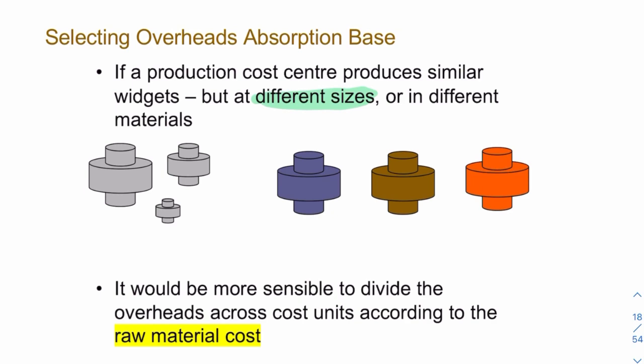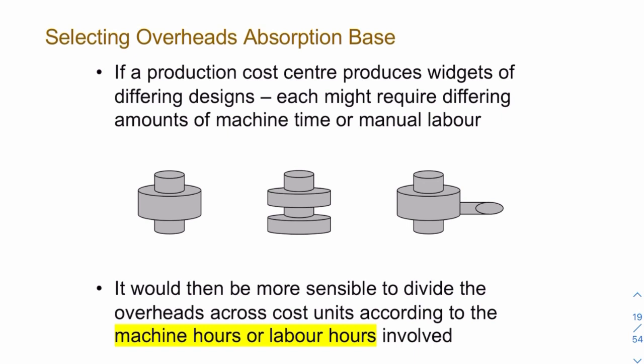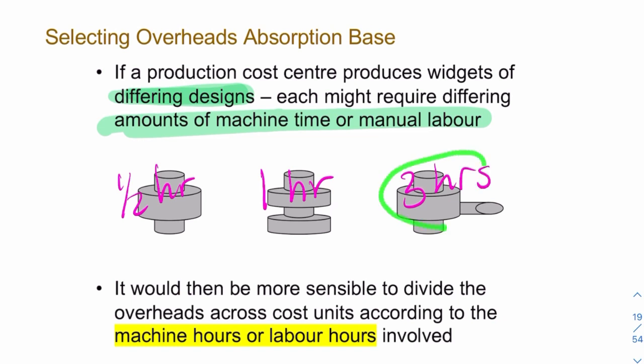Another way of doing it, if some of our cost units have different designs, some have more intricate designs, so therefore they might require different amounts of machine time or manual labor. I can divide not by the number of units, not by the material cost, but the amount of time it took to make it. All right, so this might take half an hour, this might take 1 hour, and this might take 3 hours. So depending on how much time was taken, or the total amount of time involved, I can then use that as an absorption base. So that's absorption base number 3.